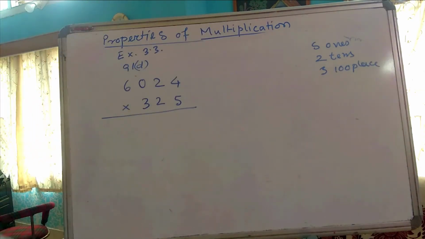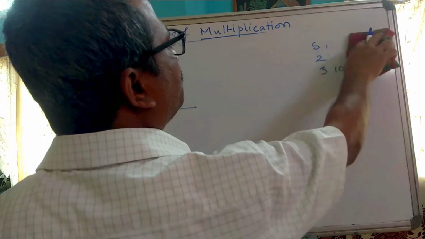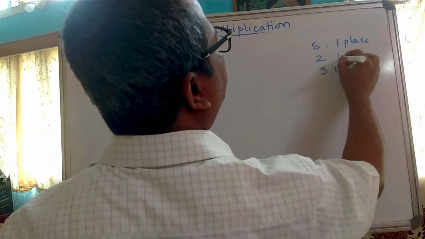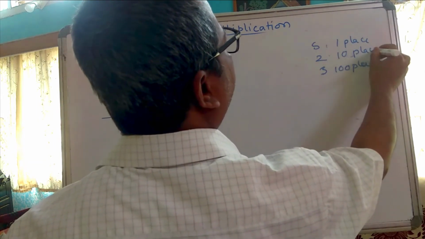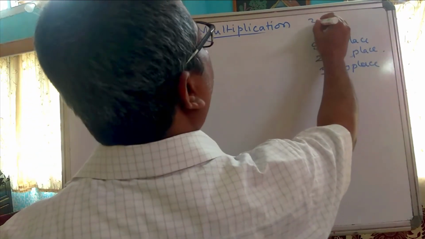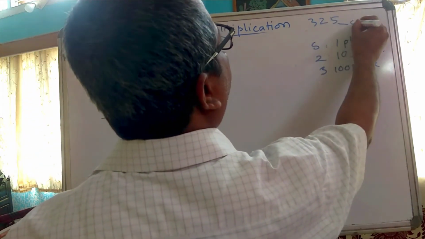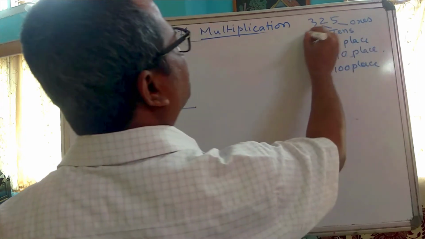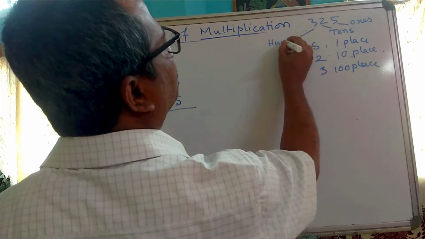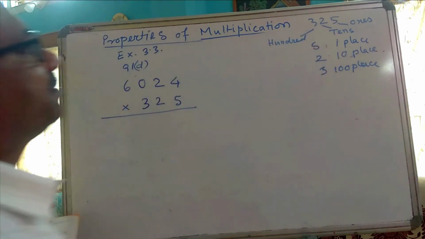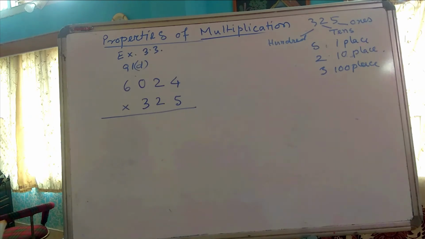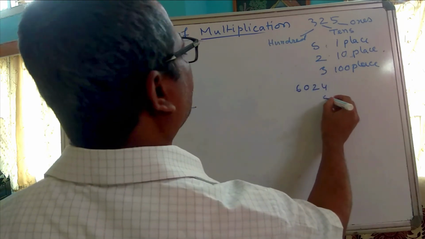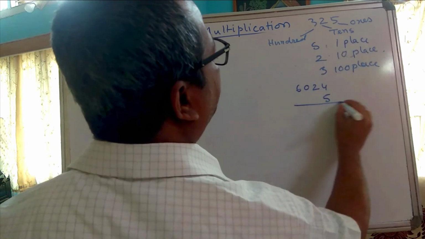You can write it like this, tens place, ones place. In 325, this is ones place, this is tens place, this is hundred place. Clear? So first you multiply 6024 with 5 ones are 5.